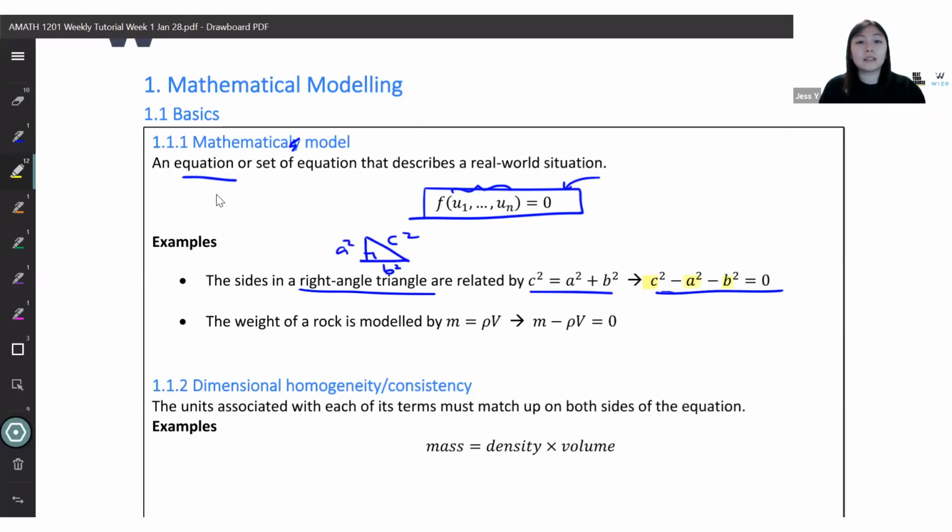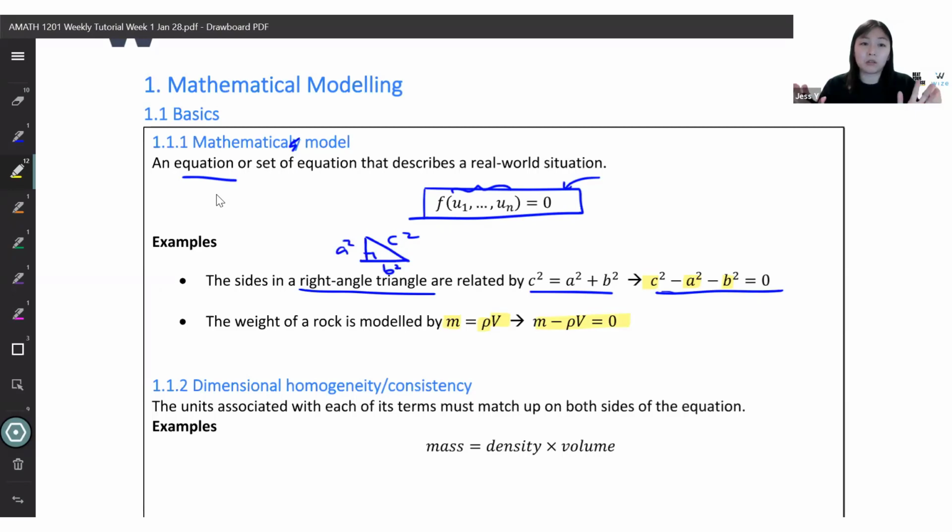Another relationship is the weight or mass of something. That is given by mass is density times volume, right? So it depends on 3 variables, mass, density, and volume. That's the relationship between those 3. And I can rearrange them into an equation that equals 0. Okay, so that's all it's saying.